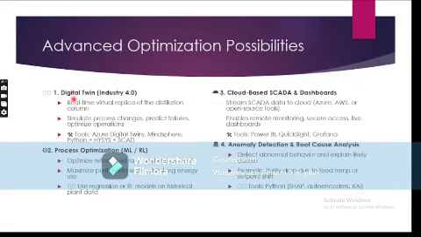These are some advanced possibilities using SCADA data and digital tools. Digital twin. It is a real-time simulation of the column to test and improve operations. Second is process optimization. Here we use ML to tune parameters like reflux and feed for better yield. The third one is the cloud dashboards. Here, SCADA data can be streamed to cloud for remote live monitoring.